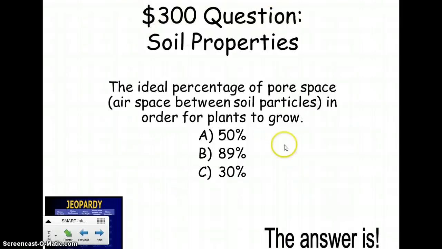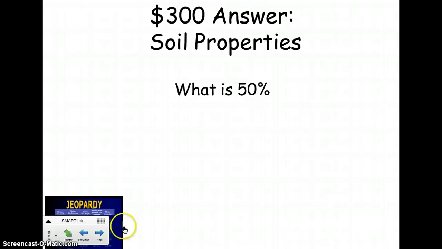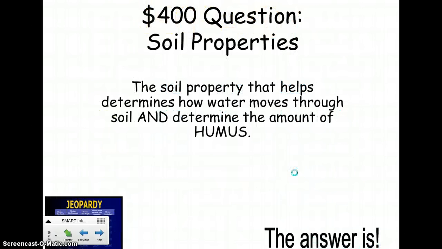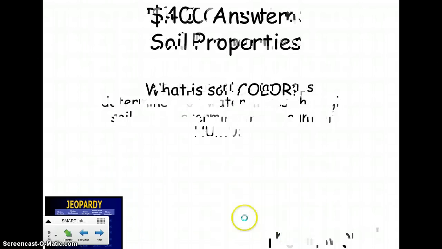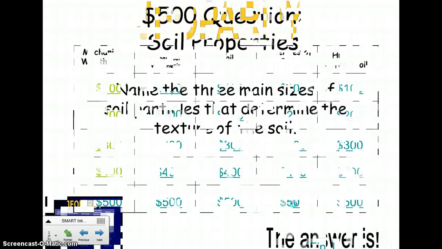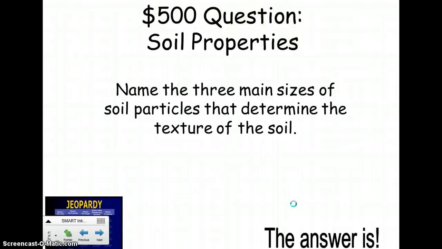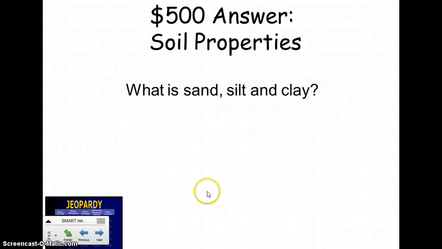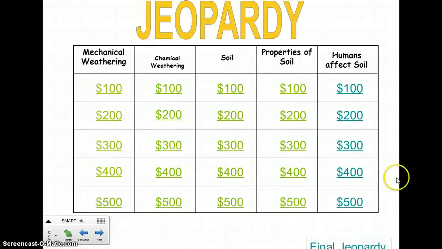For 300, ideal percentage of pore space. If you said 50%, you would be right. The soil property that helps determine how much water moves through and determines the amount of humus. If you said the color, you would be right. And for 500, name the 3 main sizes of particles. If you said clay, sand, and silt, you would be right.